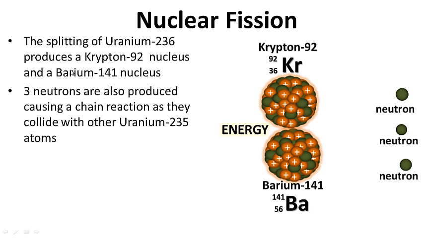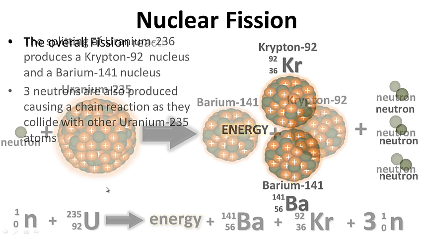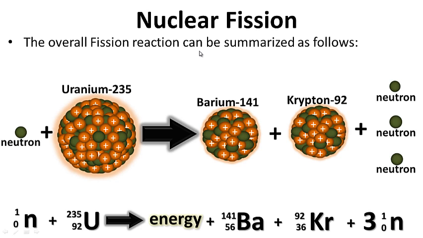The splitting of uranium-236 produces a krypton-92 nucleus and a barium-141 nucleus. 3 neutrons are also produced, causing a chain reaction as they collide with other uranium-235 atoms. Okay? The overall fission reaction can be summarized as follows. Okay, seen here. Okay, neutron plus uranium-235 makes barium-141 and krypton-92 and 3 neutrons.